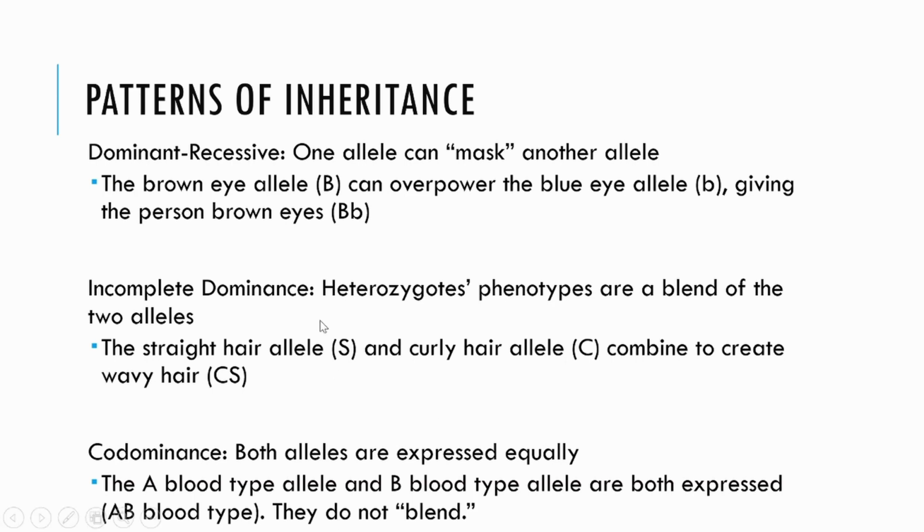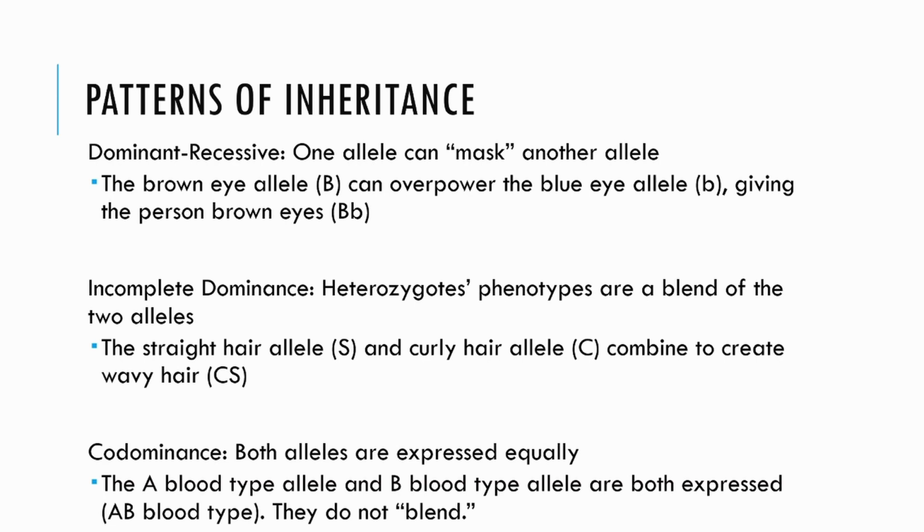So in this case, we're talking about eye color, and we have a brown eye allele shown with a capital B and a blue eye allele shown with a lowercase b. This capital B can mask the lowercase b. So even though this person has a blue eye allele, they will have brown eyes since brown is dominant to blue. This big B here can pretend basically that this little b does not even exist. This is a simple dominant recessive pattern of inheritance.